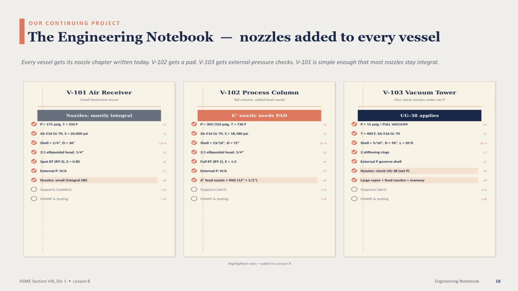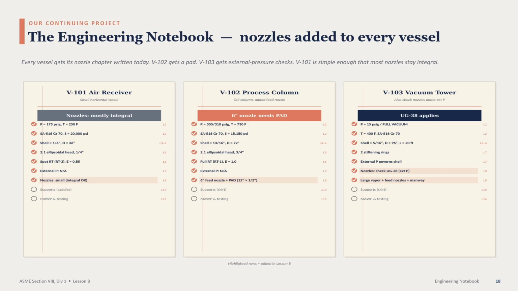V102, our tall column, the vessel we just designed a nozzle for. 6-inch feed nozzle needs a 12-inch by 1/2-inch reinforcement pad. Larger nozzles will also need pads, highlighted in orange because that's the addition from lesson 8.